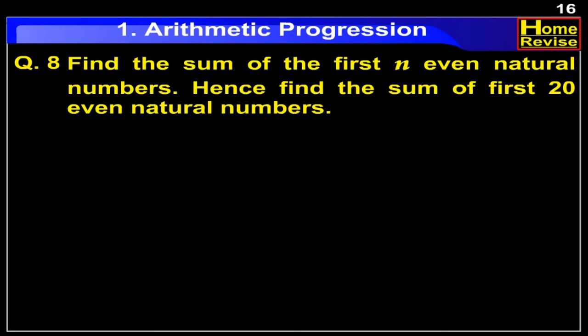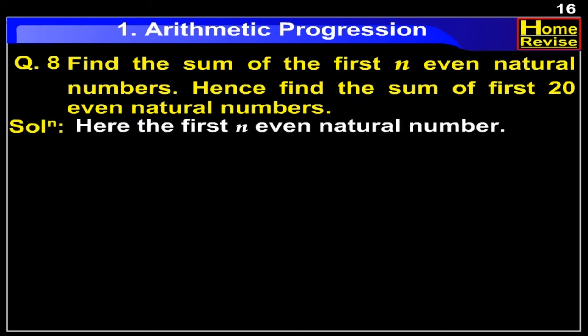Find the sum of the first n even natural numbers. Hence, find the sum of the first 20 even natural numbers. Solution. Here, the first n even natural numbers, A is equal to T1 is equal to 2 and D is equal to 2.